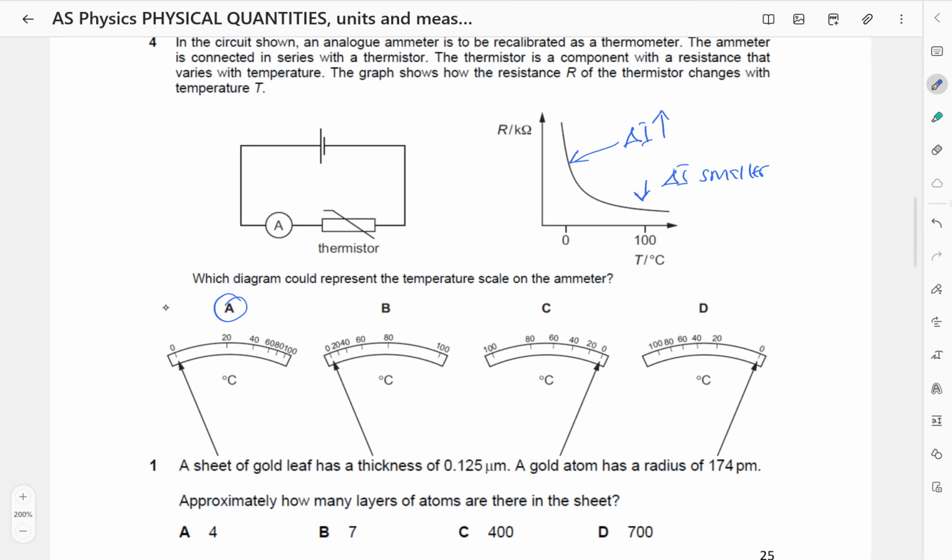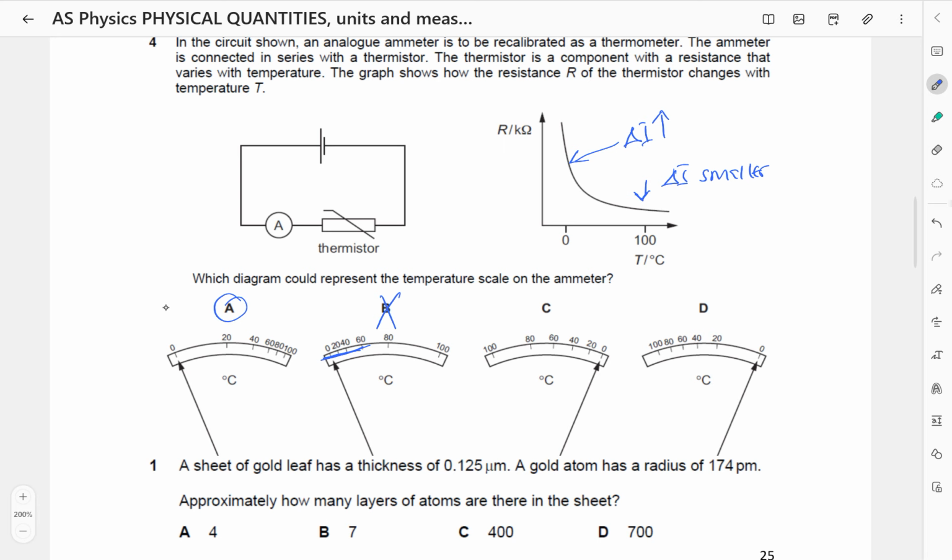Why not B? B is showing that we are starting with a small difference in current, yet here the gradient was decreasing, meaning that the change in current was increasing. So B is going to be wrong, because here there is a small change in the scale readings, and it is showing that at the end there is a greater change in the scale readings, yet at the end the change in the current is very small.